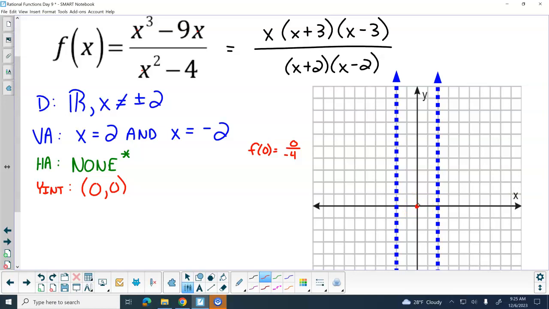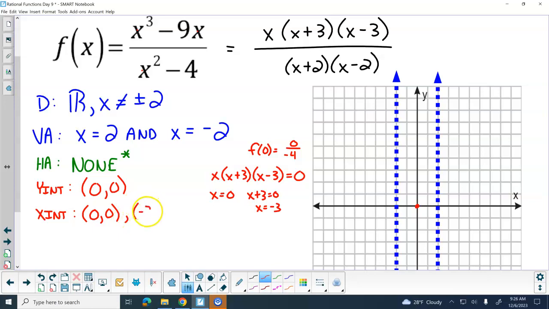Step number 4. X-intercept. What do I do to find my x-intercept or intercepts? Numerator equal to 0. So that means x times x plus 3 times x minus 3 all has to equal 0, which means x has to equal 0. So that means I've got 0, 0 as an x-intercept. Then I've got x plus 3 equals 0. That means that x equals negative 3. So that means I've got negative 3, 0 as an x-intercept.